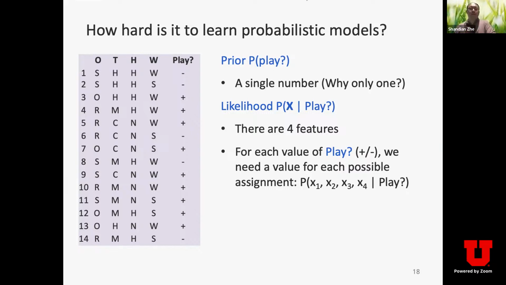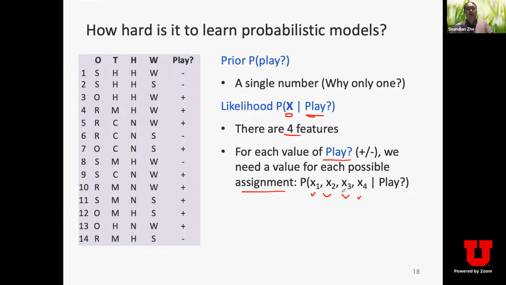So to determine the likelihood, we need to know, when conditioned on the value of the label, we got two possible values of the label, yes or no, right? Then what is the probability of the whole feature vector? As we mentioned, we got 4 features, right? That means X is 4-dimensional. And suppose we are given some play value, say positive, then we need a value for each possible assignment of these 4 features.